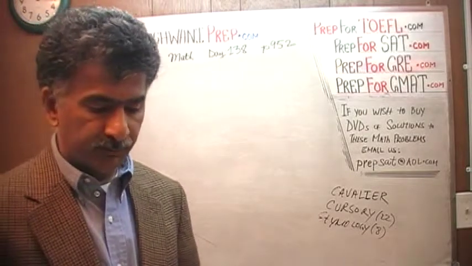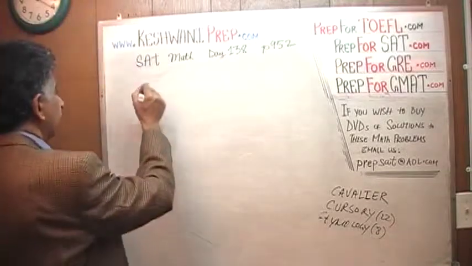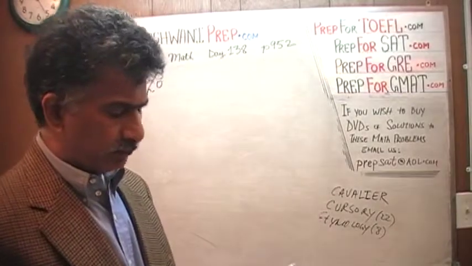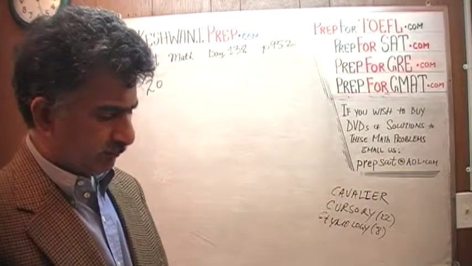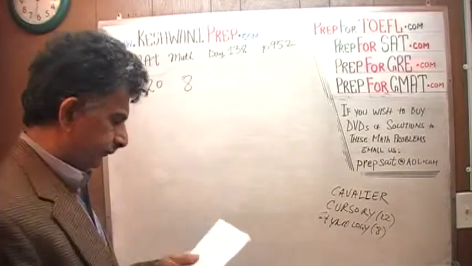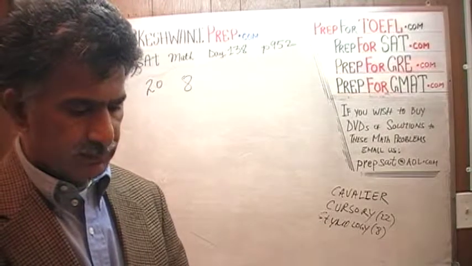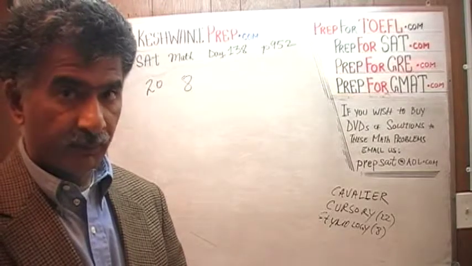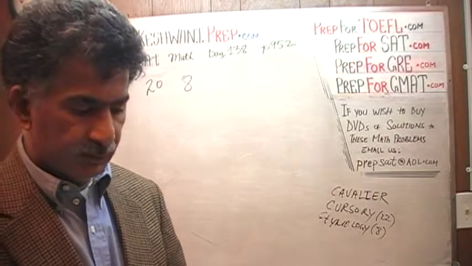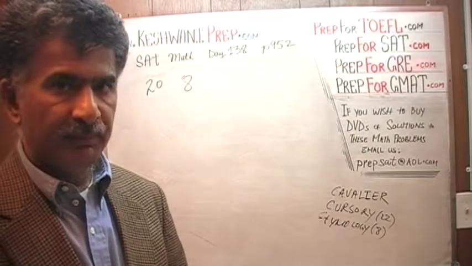Number 13. The first term of the sequence is 20. Sorry, let me start again. The first term of the sequence is 20. Second term is 8. The third term, and each term thereafter, now this is where things are going to get prickly, okay? Pay attention. The third term and each term thereafter is the average of the two terms immediately preceding it.